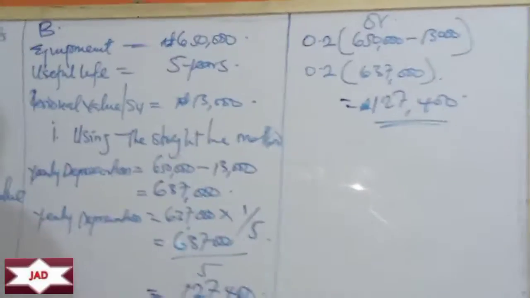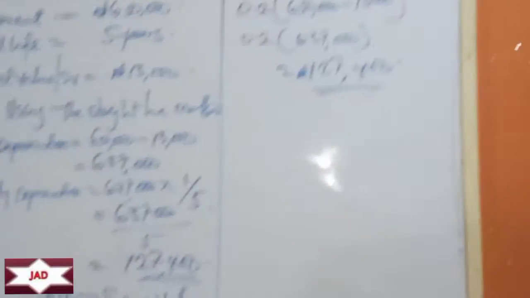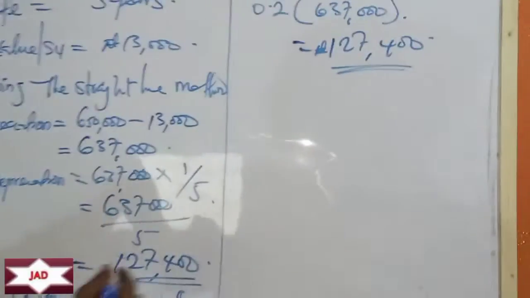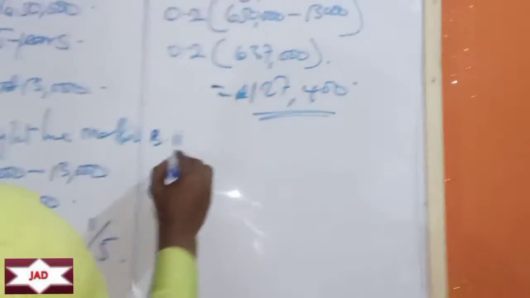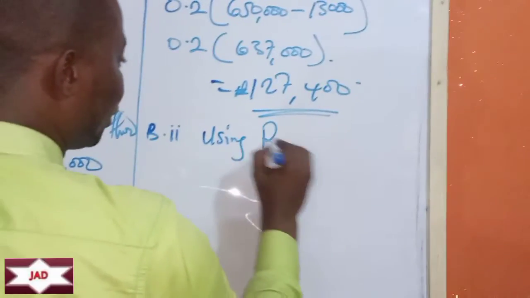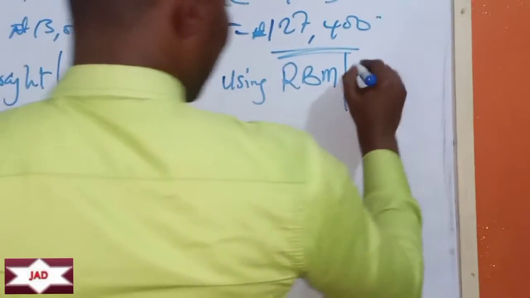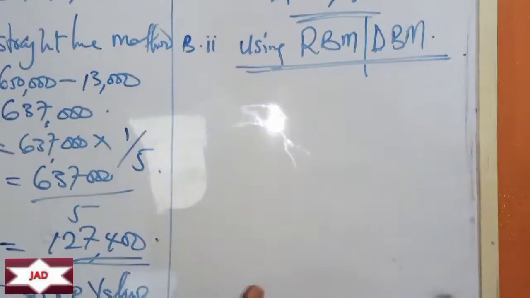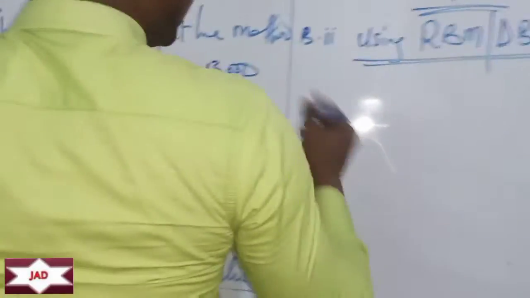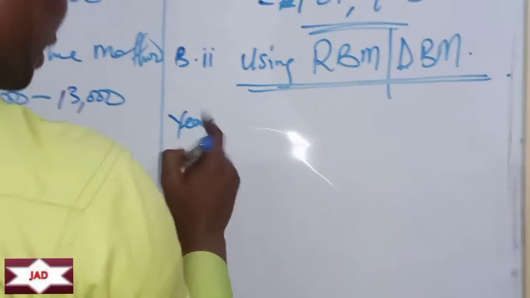But the next one here, they are saying that we should calculate the depreciation charges using, okay, we can do it here, which is, let's call this one B2. So we're saying using the reducing balance method, or what we call the diminishing balance method. So there are 5 years basically. Let's say this is the year.